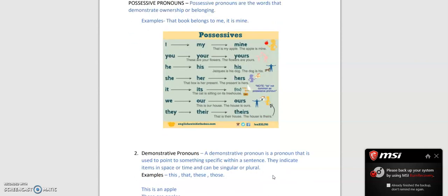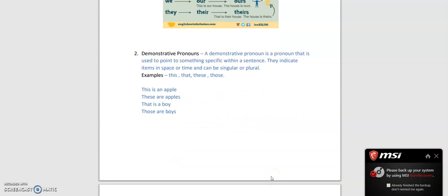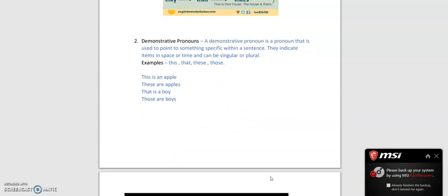Now the next type is the demonstrative pronouns. A demonstrative pronoun is a pronoun that is used to point to something specific within a sentence. Demonstration means when you are trying to show something. They indicate items in space or time and can be singular or plural. The four types of demonstrative pronouns are this, that, these, those. This is an apple, these are apples, that is a boy, those are boys.